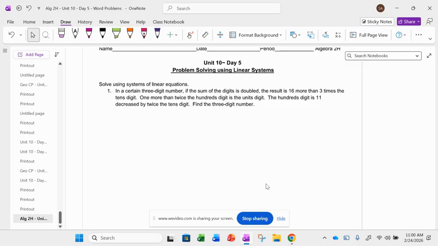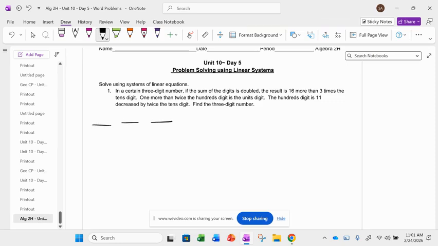So first question, in a certain three-digit number, if the sum of the digits is doubled, the result is 16 more than 3 times the tens digit. 1 more than twice the hundreds digit is the units digit. The hundreds digit is 11 decreased by twice the tens digit. Find the three-digit number.